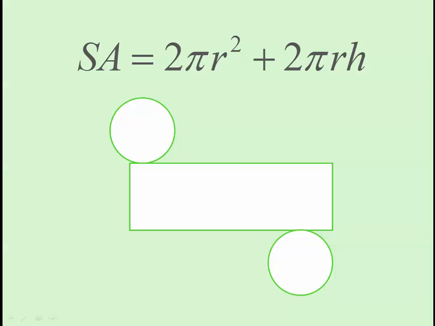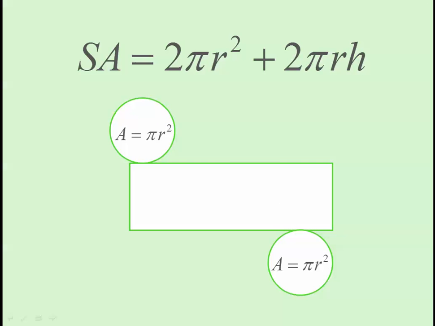The first part is the pi r squared. Most of us have that formula memorized. That's just the area of the circles. Since there are two of them, it would be 2 pi r squared. The tricky part is that other part of the formula, but we're going to take a look at that next.